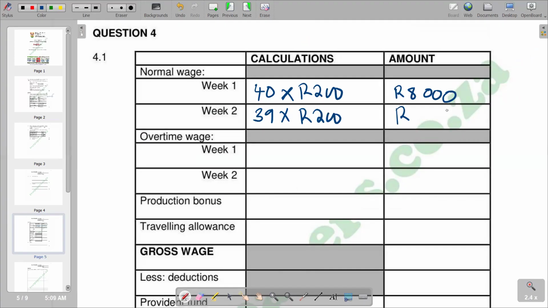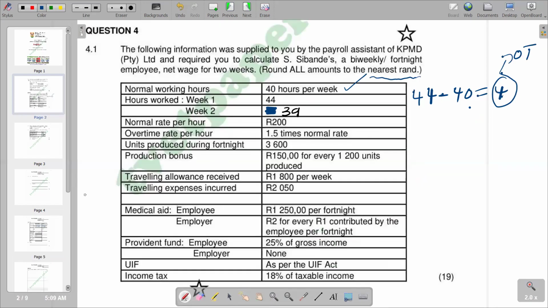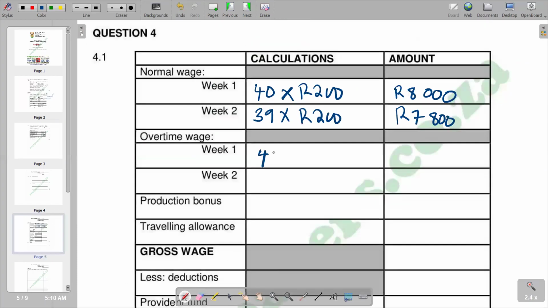Then we get your answer, which is 7,800 rands. We calculated the overtime and we found the overtime being 4. But the rate now, we know that the rate is 1.5 times normal time, so we take our normal time times 1.5, multiplied by the number of overtime hours, which is 4 for week 1. In brackets, we are saying 1.5 times 200 rands. So we multiply there, and we see that our answer is 1,200 rands.